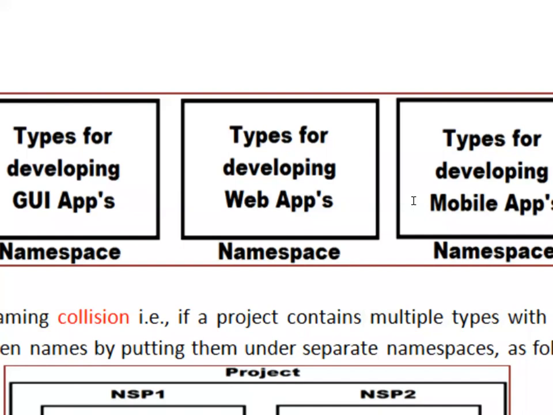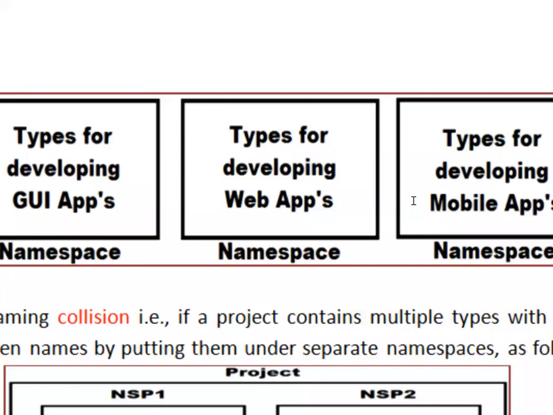All the types for developing GUI applications, one folder. All the types for developing web applications, one folder. Mobile applications, one folder. File handling operations, one folder. Database operations, one folder. Sorry, not folder, one namespace. Like this, they created namespaces.